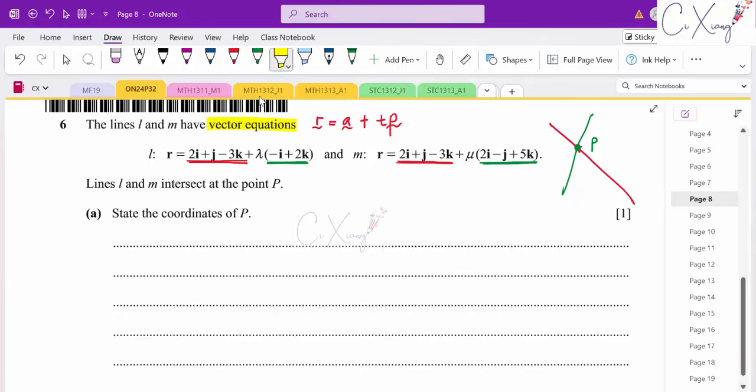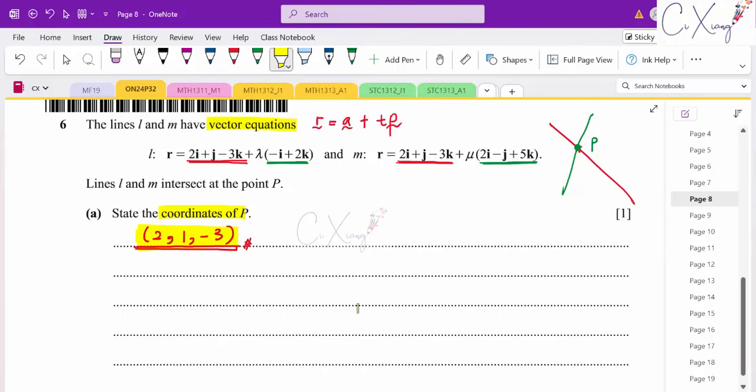To state the coordinate of P, highlight the keyword coordinate. I want to emphasize here, when they're talking about coordinate, please write it out in the coordinate form, which is Cartesian form in x, y, and z. Don't write it in position vector form or any vector form. So what is the coordinate of P? Very obvious, it should be 2, 1, and negative 3. This is what you have for part a. No need to show any steps because it is only the mark for the answer.